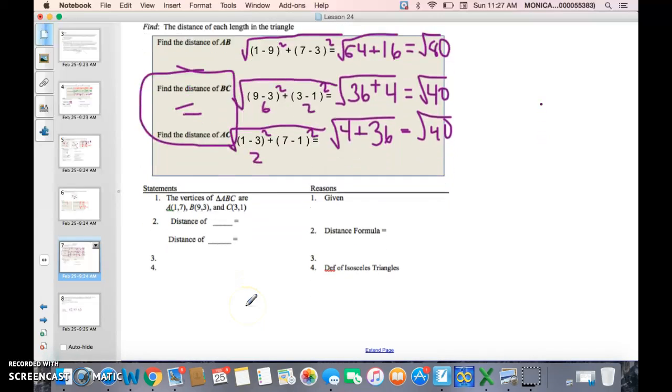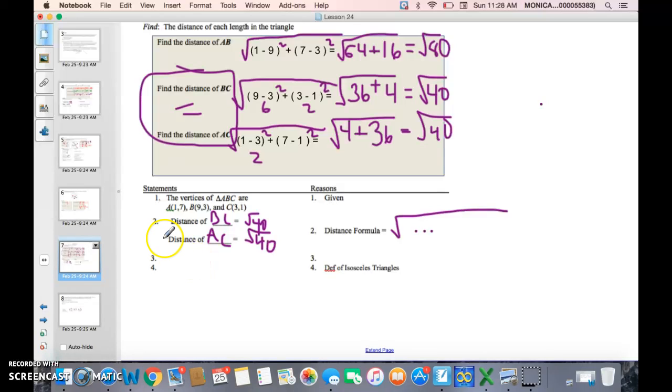So now when I come down here, I put my statement in that's given. So I'm going to say the distance of BC equals the square root of 40. And the distance of AC is also the square root of 40. And over here I would actually type in my distance formula, the square root of blah, blah, blah. You're going to write it in here, but I'm not.